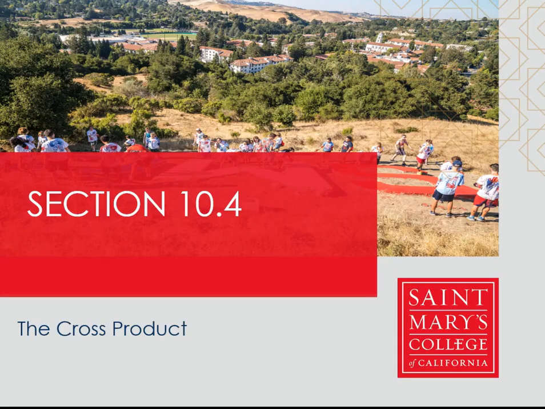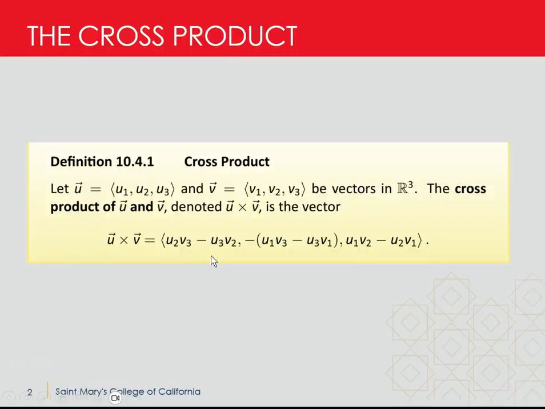Hello, now we're on to section 10.4, which is the cross product. There are some similarities with the previous video on the dot product, but also some big differences. We can think of them both as ways of multiplying two vectors together, but they are distinct. Okay, so let's leap straight in with the definition.